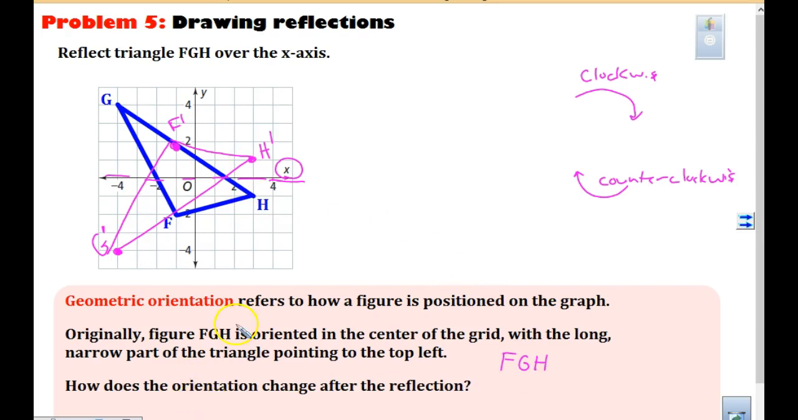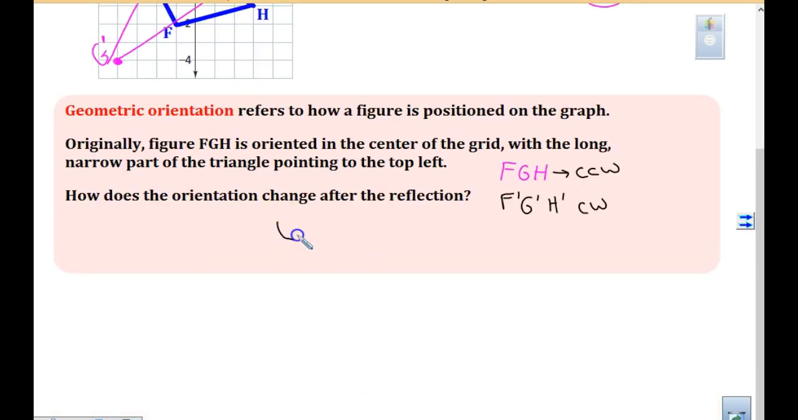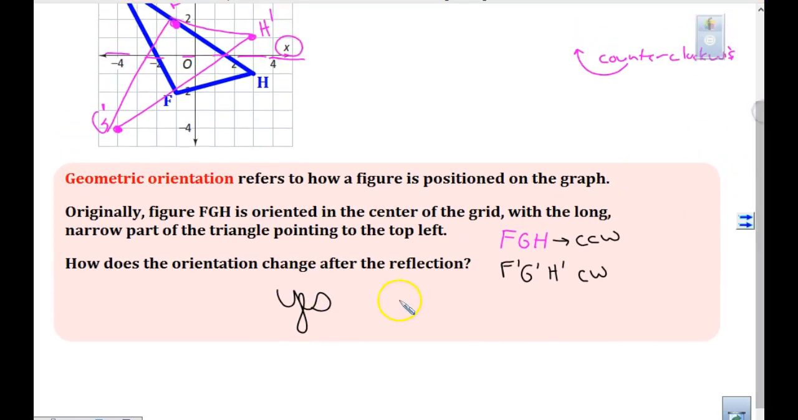Okay, so now if we go to the new figure, we're going to go from F prime to G prime to H prime. I am now going clockwise. So this one was counterclockwise, right? That was our orientation. Now we are going clockwise. So it says, does the orientation change after a reflection? Yes. It changes to the exact opposite.